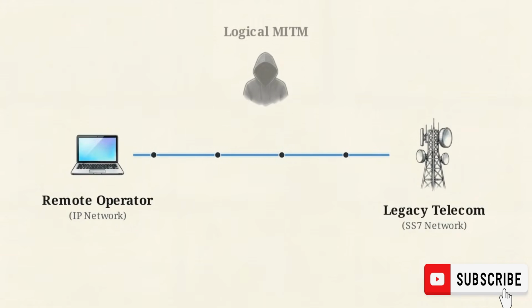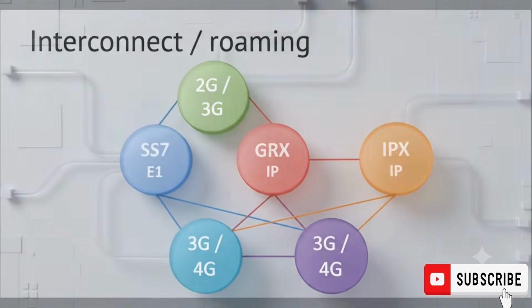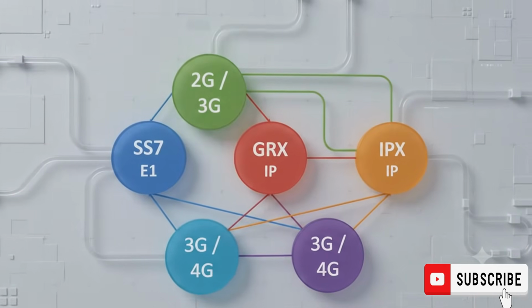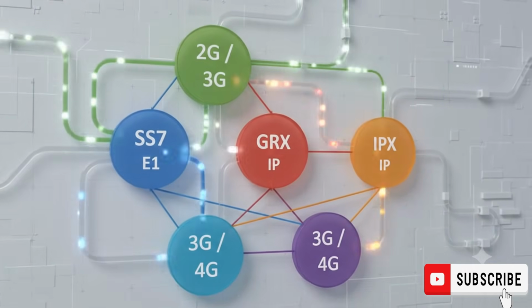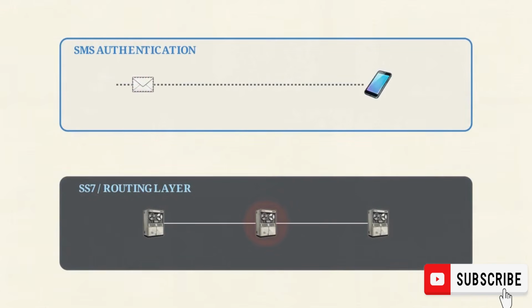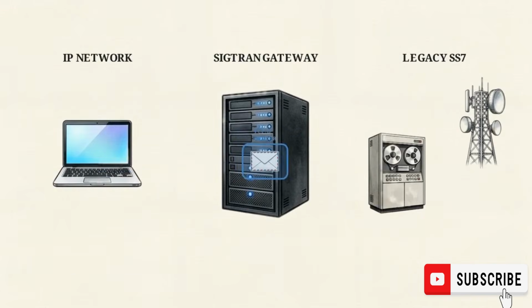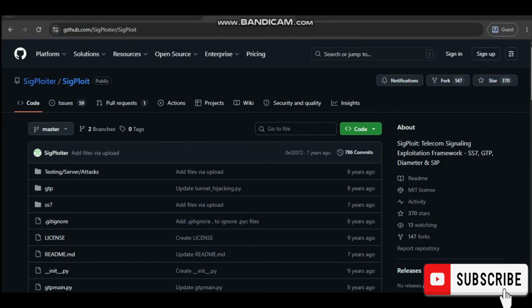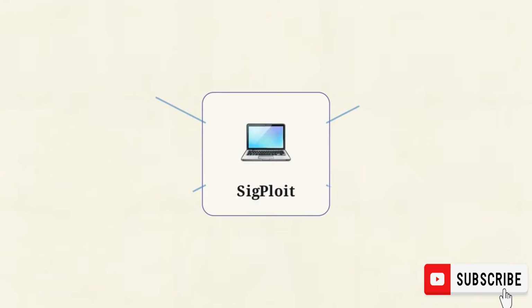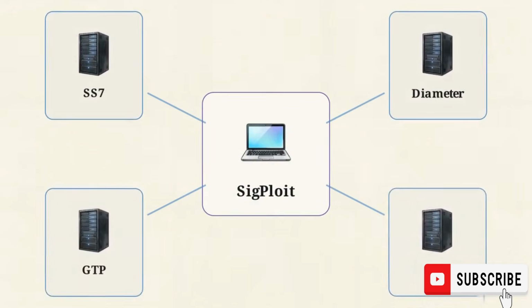What if I told you that someone can track your location, intercept your SMS messages, block your phone calls, and even steal your bank verification codes using nothing more than your phone number? SS7 Network. Using SigPloit. SigPloit is an open-source penetration testing framework designed to test vulnerabilities in telecom protocols such as SS7, Diameter, GTP, and SIP.